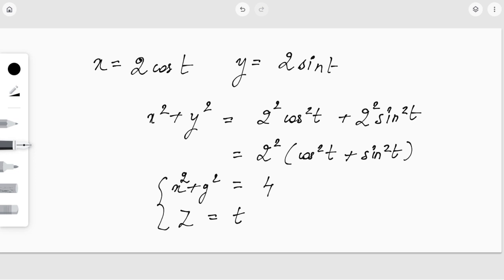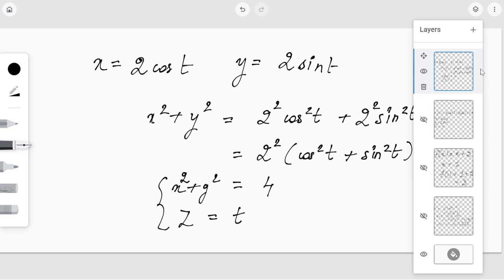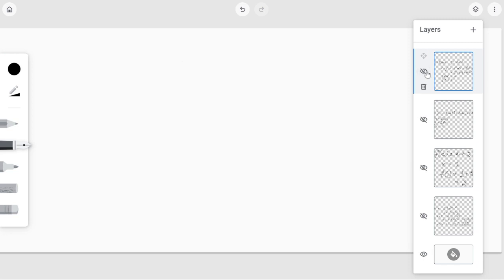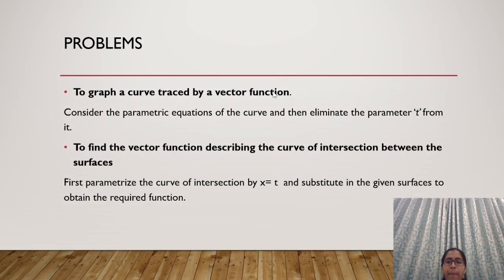The picture is clearly given in the textbook, and example 2 can also be done in a similar manner. That is, we have to find the parametric equation, and then we must eliminate the parameter t from it. Now the next type of problem is to find the vector function describing the curve of intersection between the surfaces. Now how can we solve such problems?